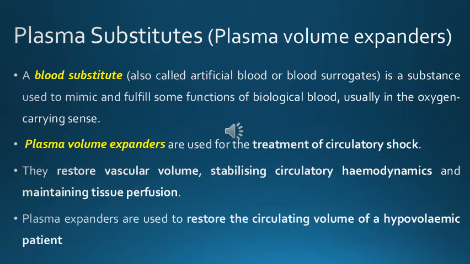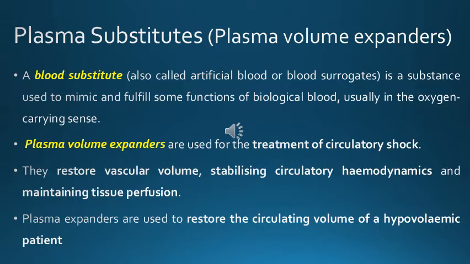In the earlier chapter, we have studied about the blood substitutes. So blood substitutes are also called as artificial blood or blood surrogates. They are the substances which are used to mimic and fulfill some functions of biological blood, usually in the oxygen carrying cells. Now, this topic is about the plasma substitutes.